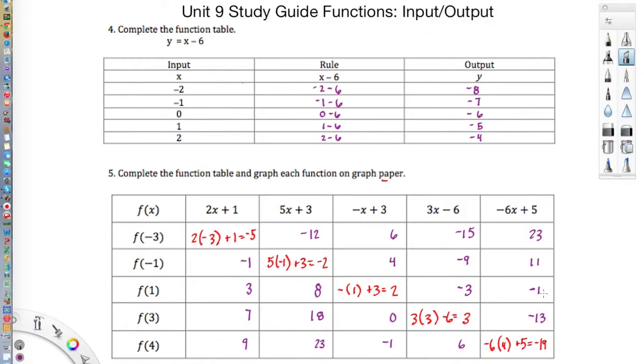If I could draw your attention to my last function down here, my third input, f1, the output of the y value should be -1, not 1. So please look at this again.